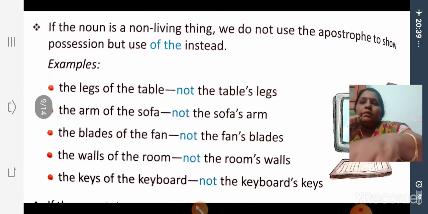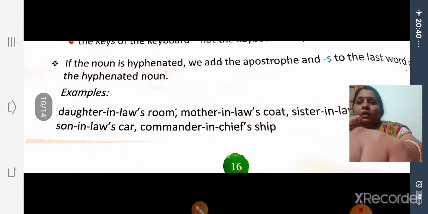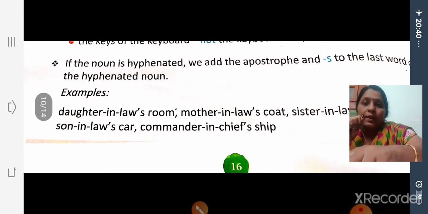Then for non-living things, use of the instead of the apostrophe. Then hyphenated words: with hyphenated words we add the apostrophe at the end of the hyphenated word.